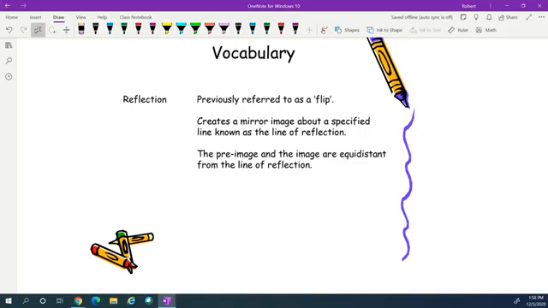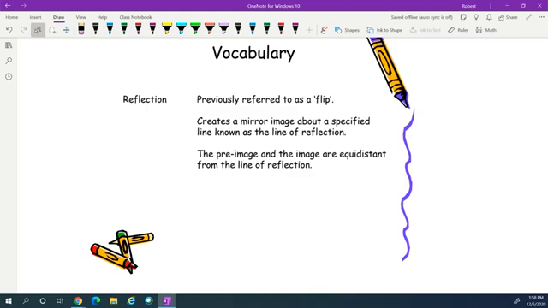Now, psychologically, our brain works very well to see symmetry, especially when there is a vertical line of symmetry, or again a line of reflection. These are kind of interchangeable terms for us. So if we can see the line of reflection, it does make things a whole lot easier.